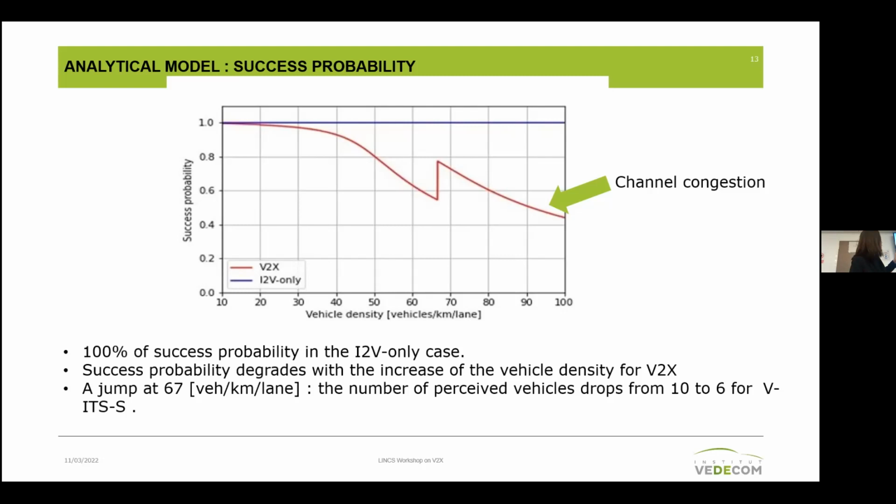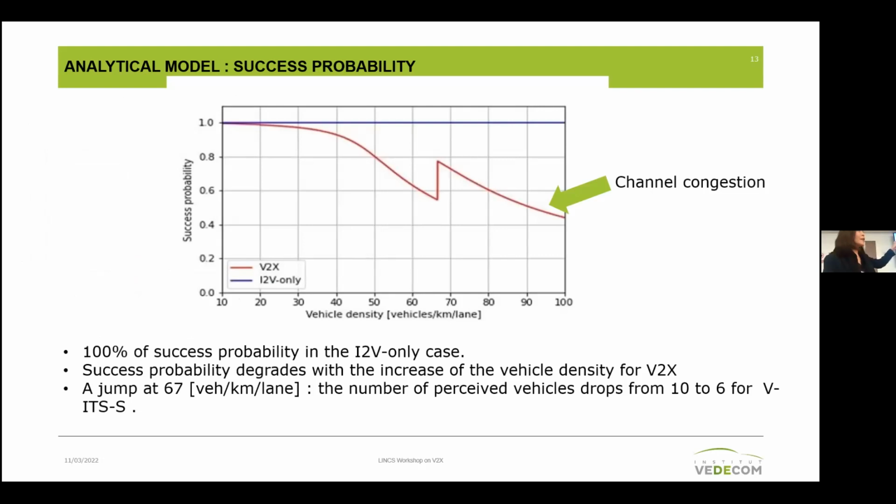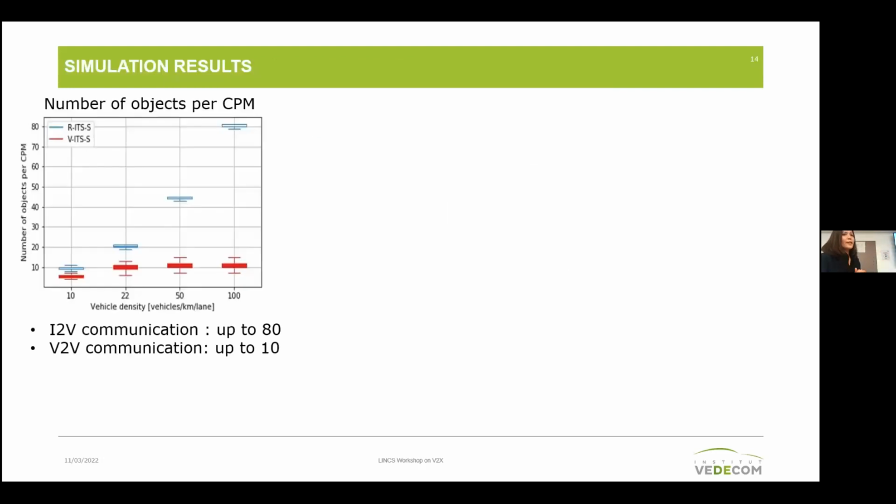When everybody is transmitting, with the increase of the density, we have a performance degradation in terms of the packet delivery ratio. This we call the channel congestion issue, because there are more and more vehicles transmitting packets. There will be packet collisions, and then we have this problem. This little bump comes from the fact that the number of perceived objects jumps from 10 back to 6. That's why we go up a little bit, but then we degrade again.